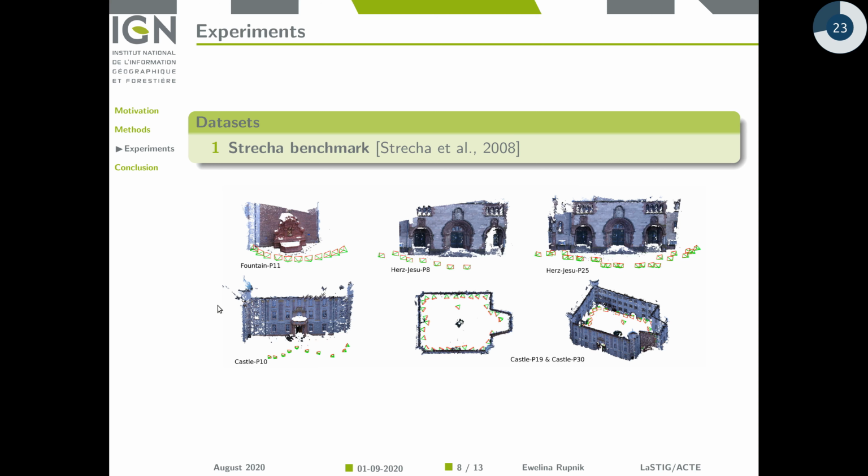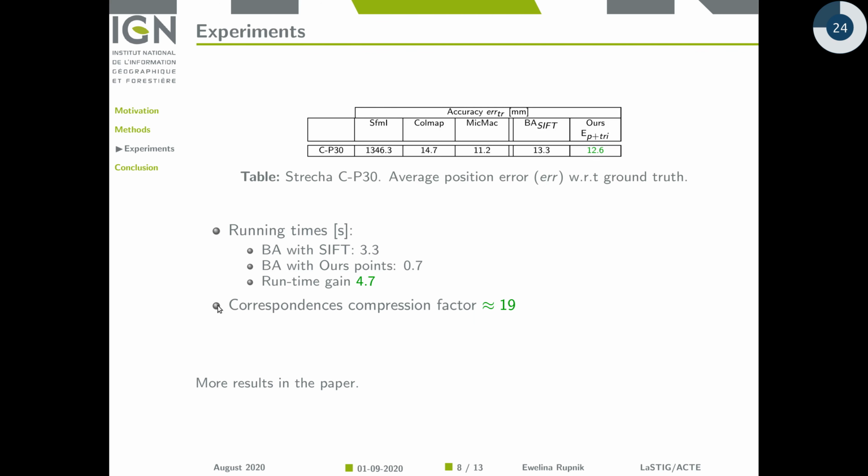We evaluate the approach on 3 datasets. First is the Strecha benchmark consisting of 6 acquisitions. The number of images in all 6 acquisitions is small, but we decided to use it as it is a highly recognized benchmark in the computer vision community. The result presented corresponds to the acquisition with the highest number of images, 30.